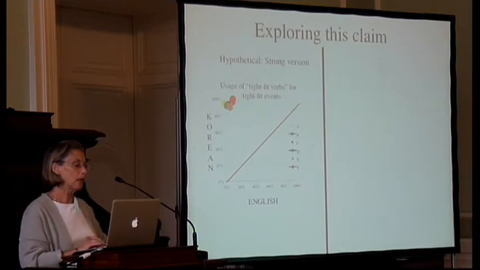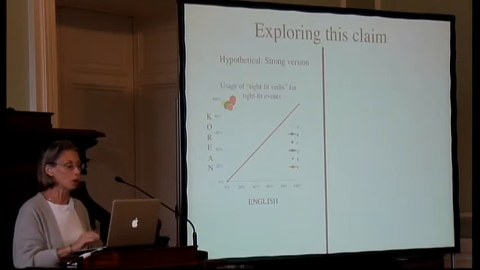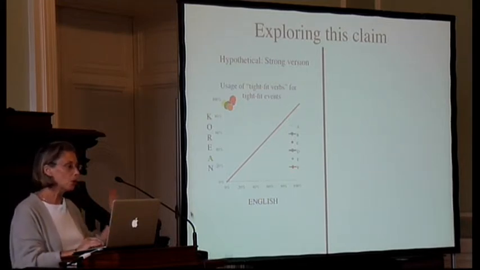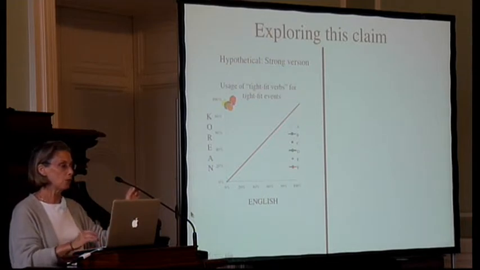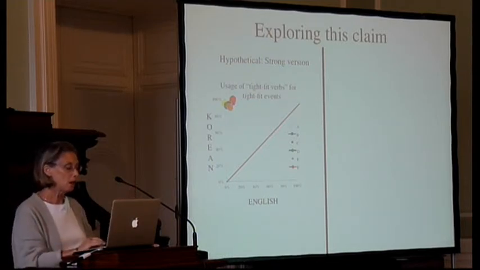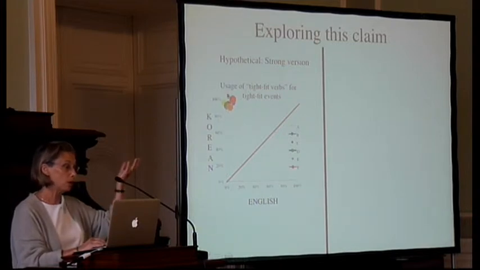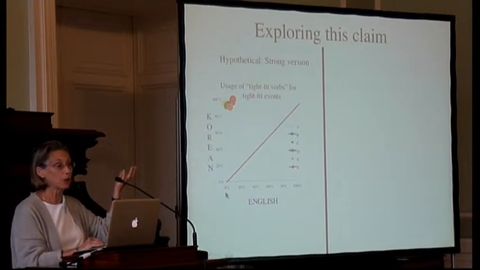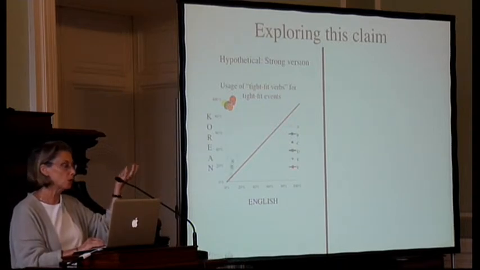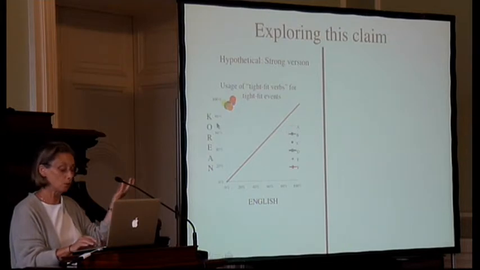So to explore this claim, we first did something really coarse. We took a strong hypothetical version of the Bowerman-Choi claim, and we said, okay, suppose it is the case that Korean encodes tight fit and English does not. Then taking these 6 instances from the battery, we would predict that the use of tight fit verbs for those tight fit events would all cluster up here for Korean at 100%, obligatory. And they would cluster near 0 for English. There wouldn't be tight fit verbs for English. So this is just the hypothetical. They would all belong in this corner.